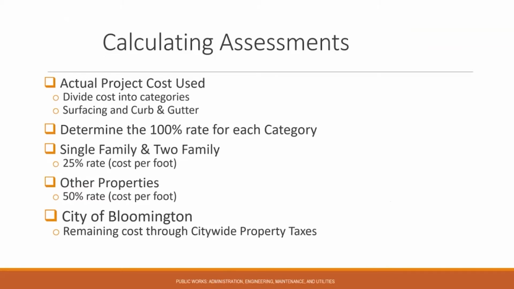However, the City of Bloomington's assessment policy is to assess single-family and two-family homes at a rate of 25% of that 100% rate, and that is based on a cost per foot. And all other properties are assessed at a 50% rate, and that is cost per foot. And that cost per foot is the adjusted front footage. The remaining balance of the project is covered through citywide property taxes.